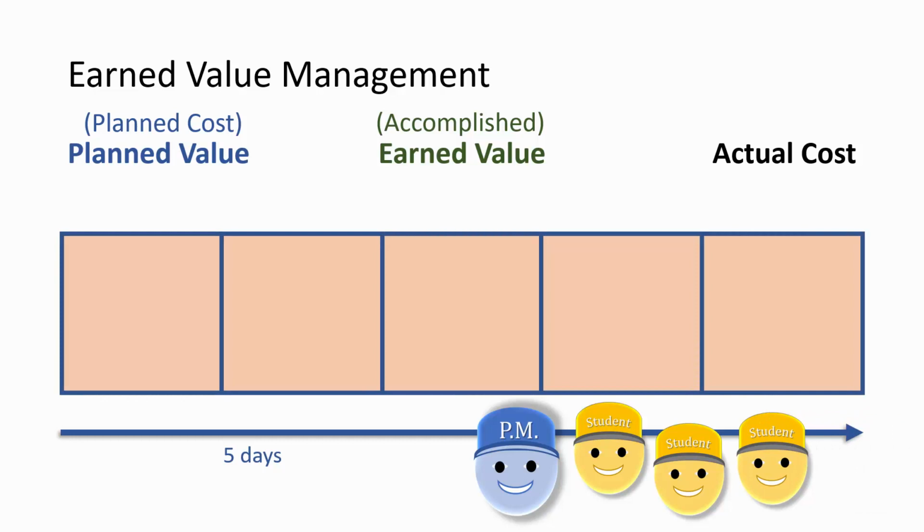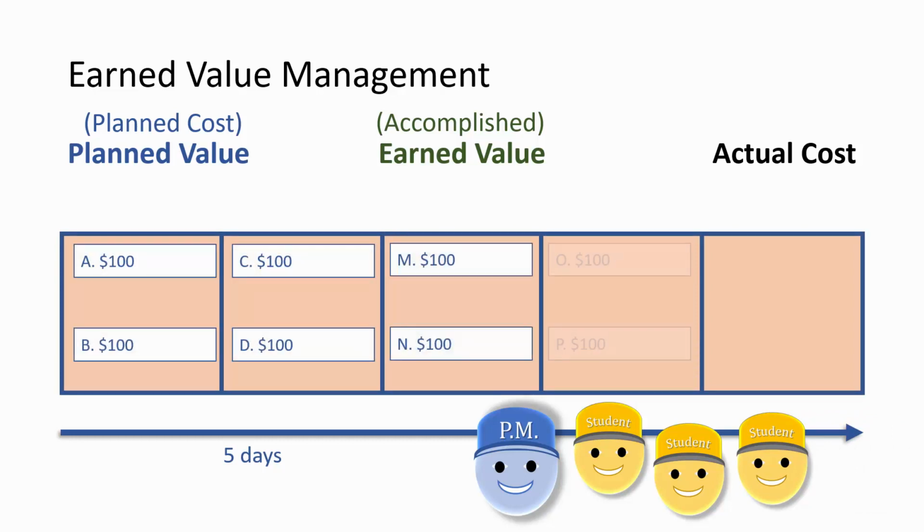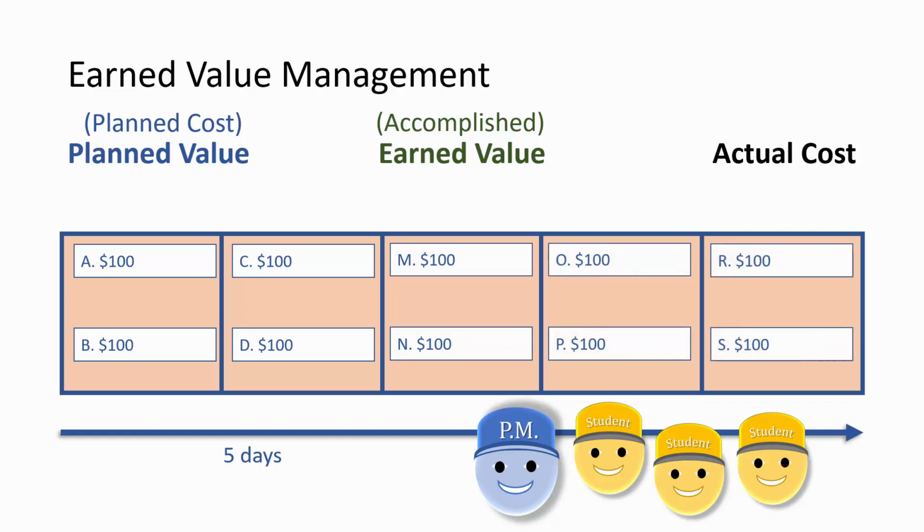This project is only 5 days long and broken into 10 activities. Each activity should take $100 worth of labor. This is the plan. The total plan value is $1,000.